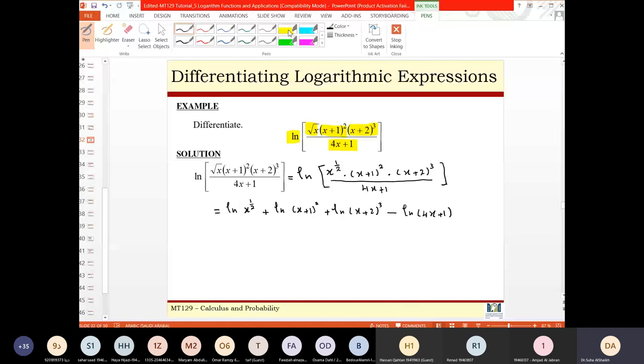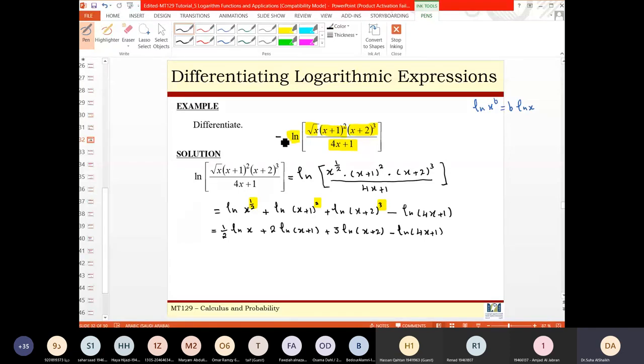Moreover, all these powers will come down. From the properties of the ln, the ln of x to the power b is b down and then ln x. So I'm going to use this. The half comes down. It's half ln of x, plus 2 ln of (x plus 1), plus 3 ln of (x plus 2). Now minus ln of (4x plus 1). This one has no power. Okay?